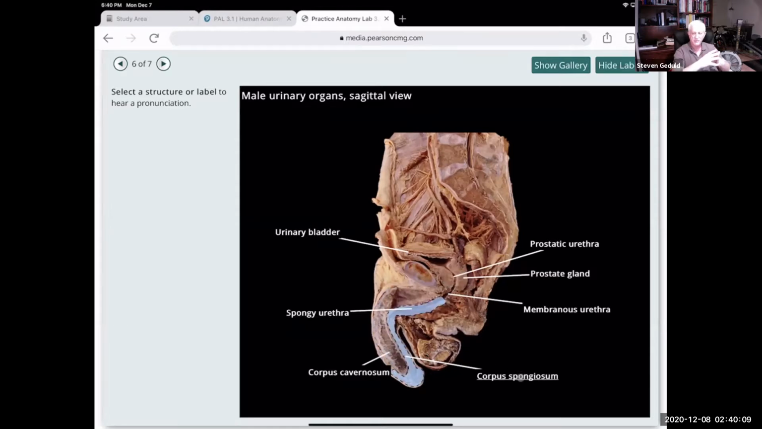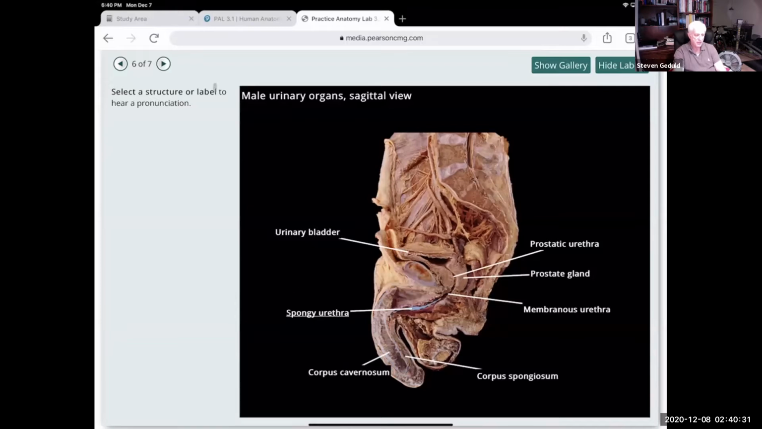Okay, and there's two erectile tissues basically that fill with blood for an erection. There's a corpus spongiosum and a corpus cavernosum. The corpus spongiosum runs along the length of the penis on the inside. There's only one of the corpus spongiosum. On both sides of that, there's two corpus cavernosums. Those run along the side of the corpus spongiosum.